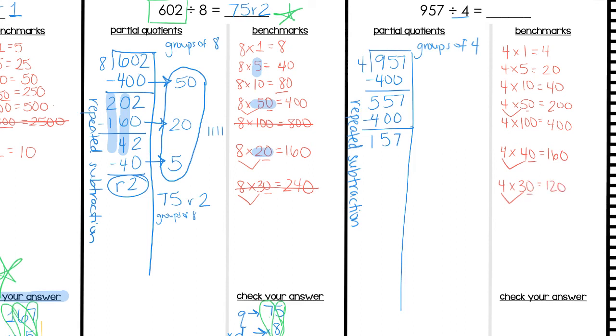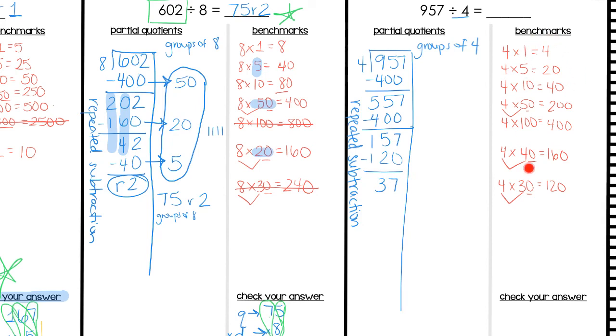So 30 will work. So we're subtracting 120 from 157. 7 minus 0 is 7. 5 minus 2 is 3. 1 minus 1, nothing. So we have 37 remaining.